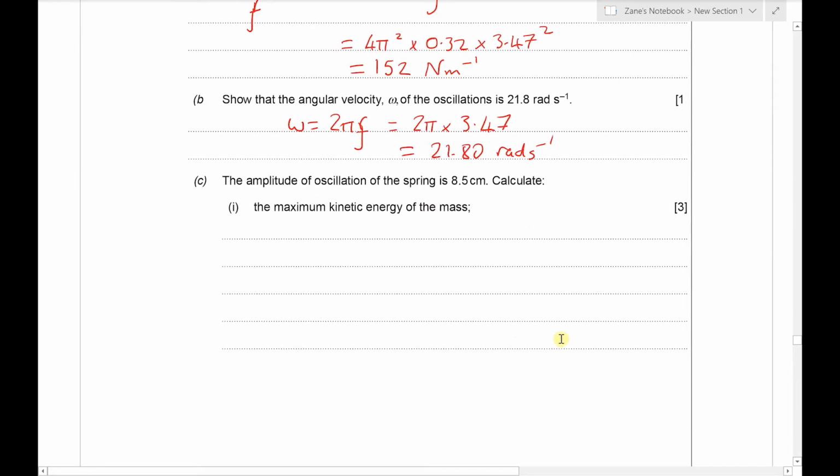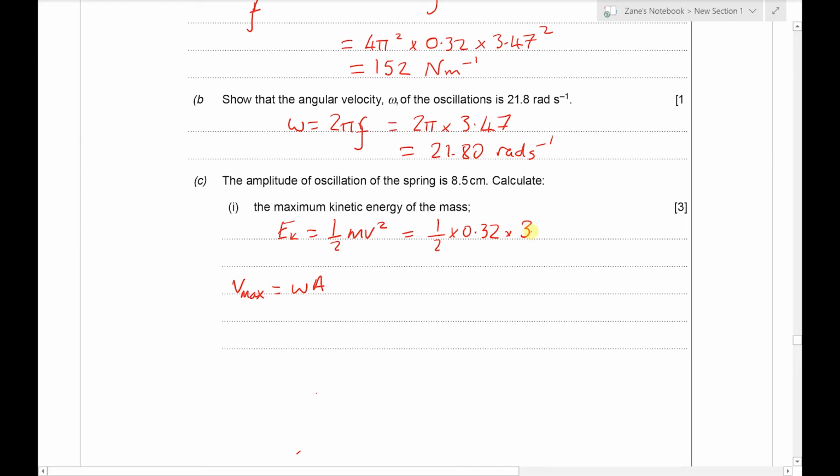Next we need to find the maximum kinetic energy of the mass. Well, the formula for kinetic energy is half mv squared. So it's half times 0.32 times the maximum speed squared. Now the maximum speed for SHM is given by v max is omega A. So here we can multiply the half m by omega A all squared.